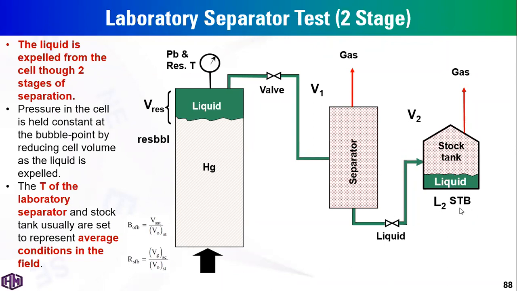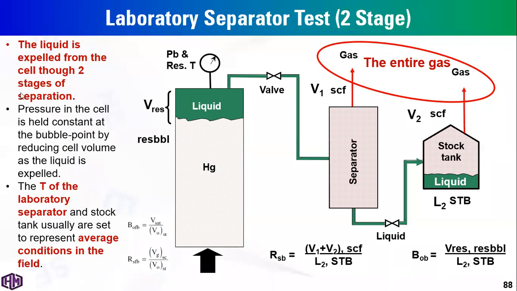So L2 is at stock tank barrel, but this volume is at the reservoir at bubble point and reservoir temperature, so the volume uses units of reservoir barrel, not stock tank barrel. So we can calculate our formation volume factor. It's the volume at reservoir condition relative to the stock tank volume L2, and similarly the solution gas oil ratio, the total gas in solution, V1 plus V2, relative to the stock tank liquid.